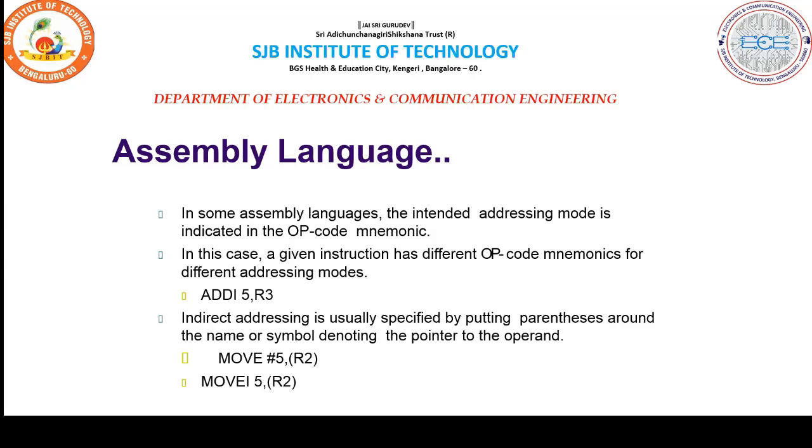Indirect addressing is usually specified by putting parentheses. This kind of addressing is known as indirect addressing. For example, if the number 5 is to be placed in a memory location whose address is held in the register R2, the desired operation can be specified as MOVE #5,(R2) or MOVE 5,(R2). Both are the same.